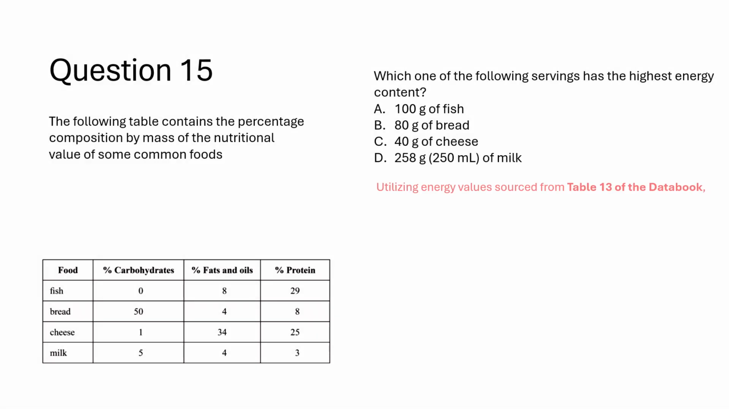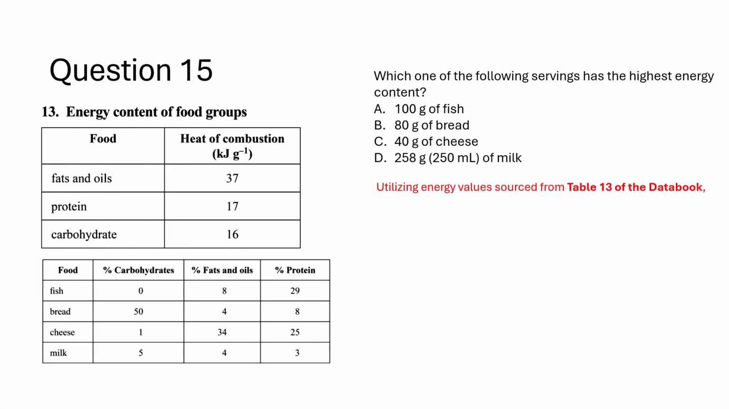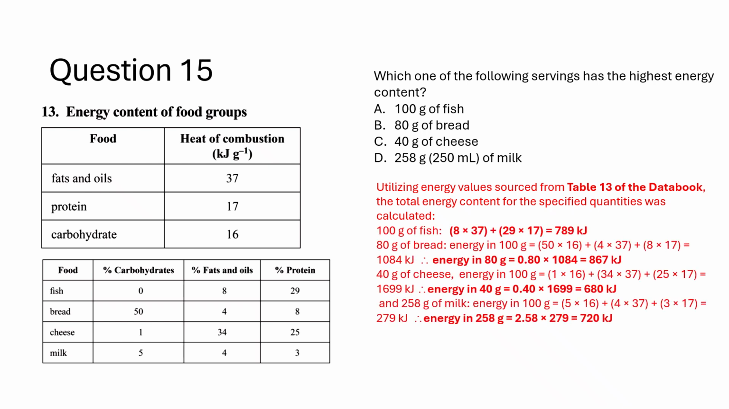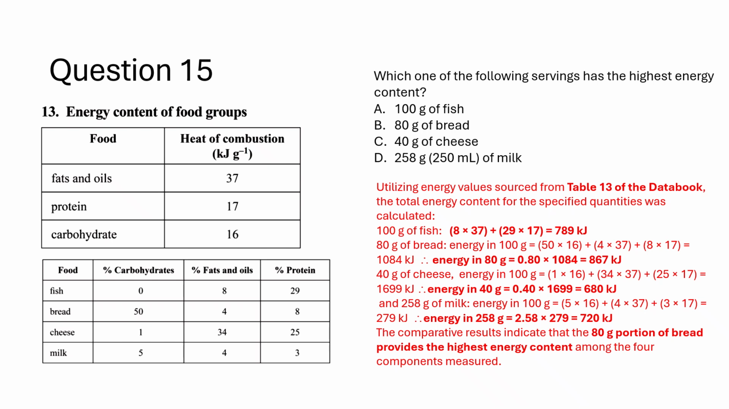Utilizing energy values sourced from Table 13 of the databook, the total energy content for the specified quantities was calculated: 100 g of fish, 80 g of bread, 40 g of cheese, and 258 g of milk. The comparative results indicate that the 80 g portion of bread provides the highest energy content among the 4 components measured.